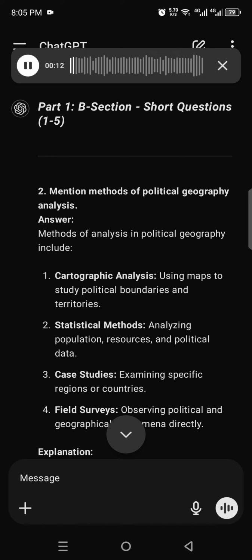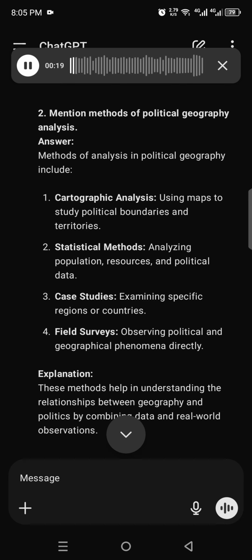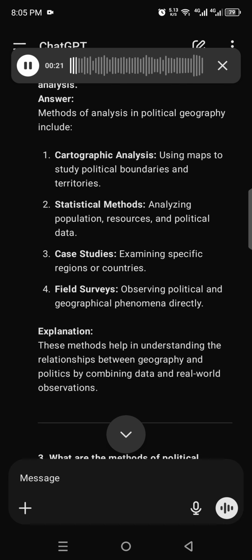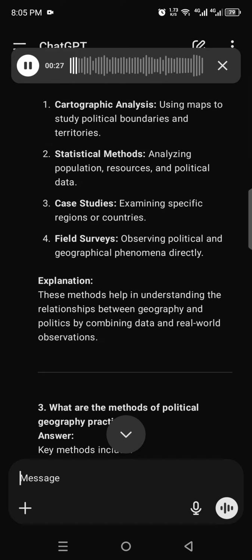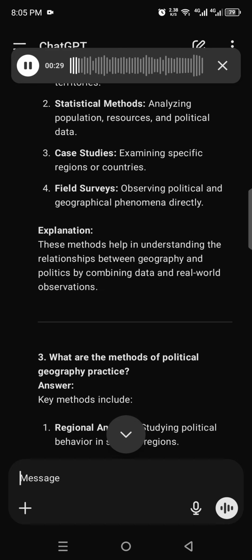Cartographic analysis, using maps to study political boundaries and territories. 2. Statistical methods, analyzing population, resources, and political data. 3. Case studies, examining specific regions or countries. 4. Field surveys, observing political and geographical phenomena directly.